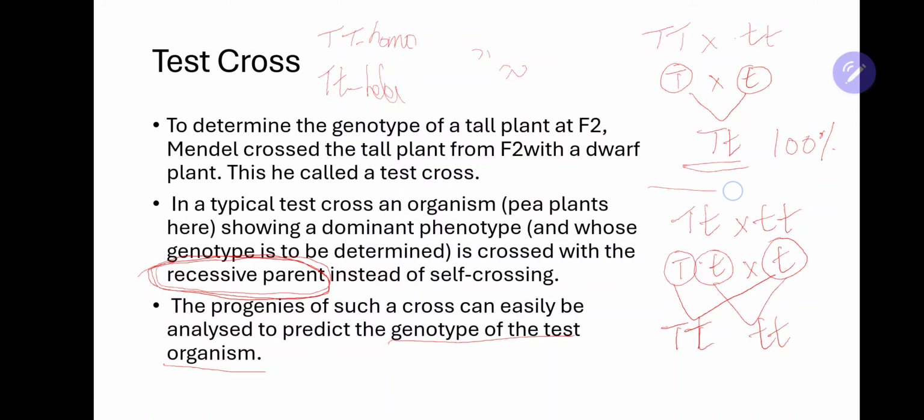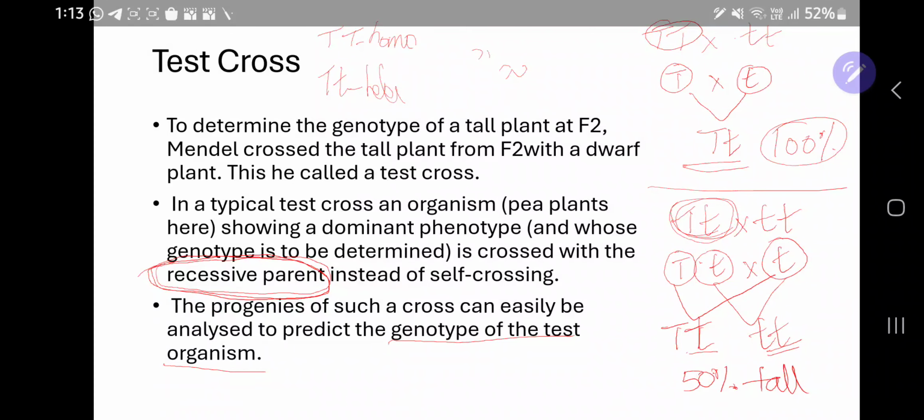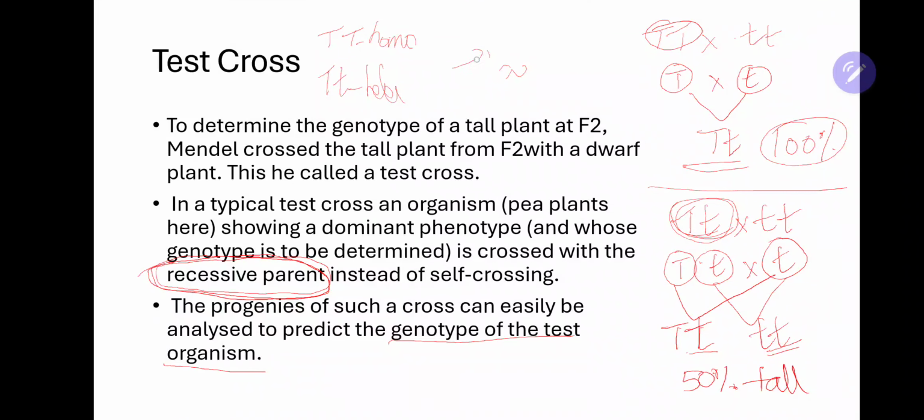But what about in this case? Here we can see only 50% of the total plants are tall, because this one is tall, but this one is a dwarf one. So in the generation, we are getting only 50% tall plants. If we are getting only 50% tall plants, the parent will be a heterozygous one. And if we are getting 100% tall plants, it will be a homozygous one.